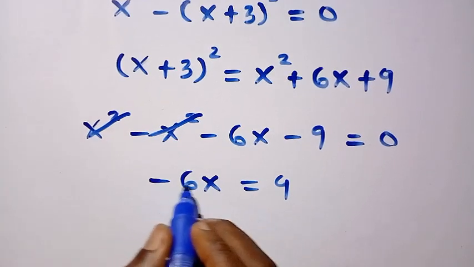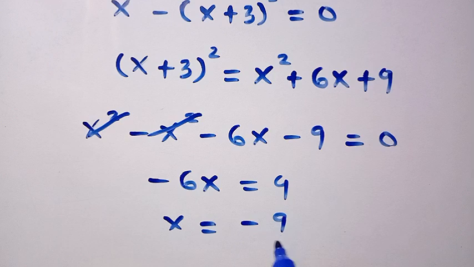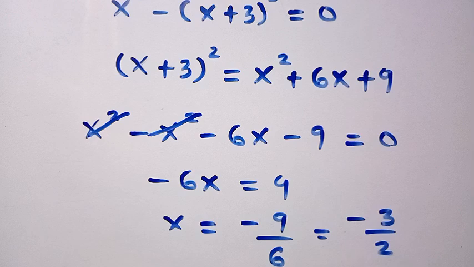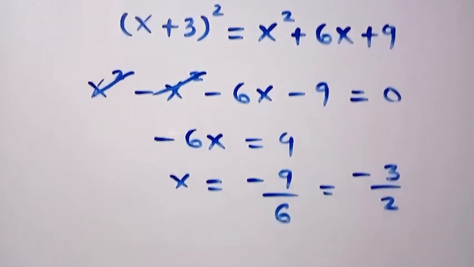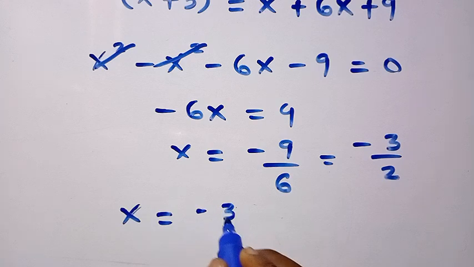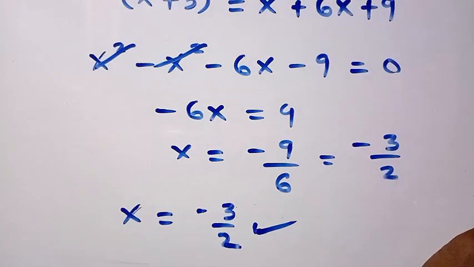Since we need x, we divide both sides by -6, and we have -9 over 6, which is -3 over 2. The first value of x here is given as -3/2 when we consider the first case. And let's see the other case of this and check if we get the other solutions.